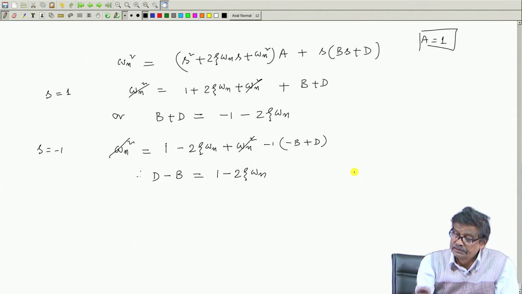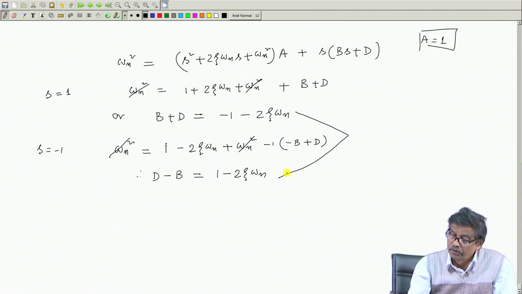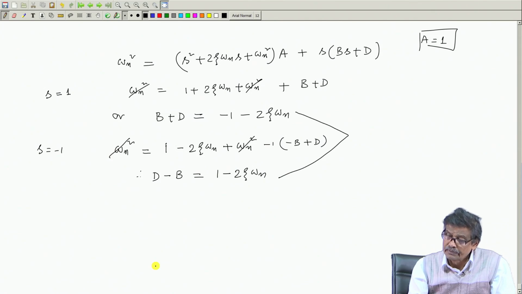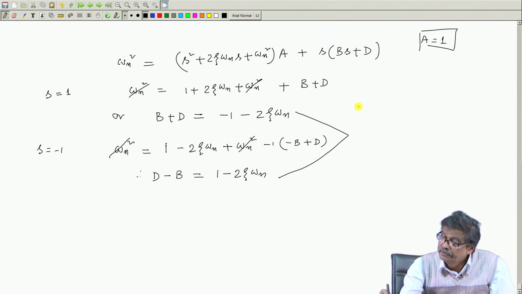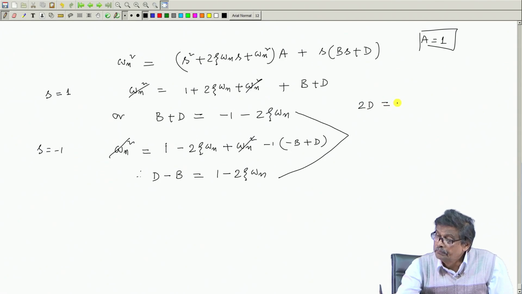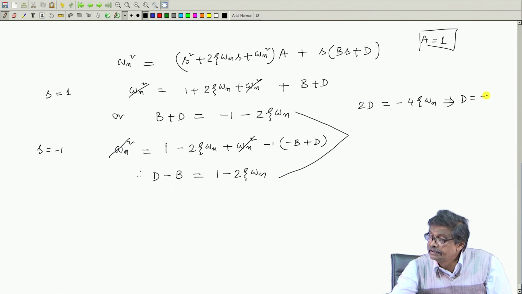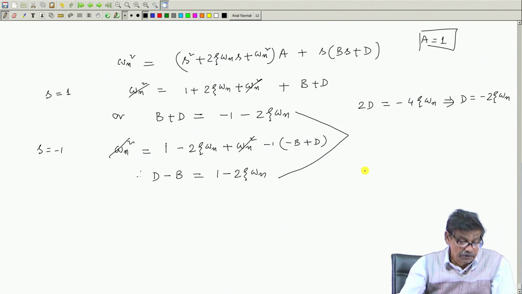You bring this to this side, leave it here on this side. So, this is the thing. So, these two equations you have to solve. So, add them and you get the value of D. So, 2D by adding these two equations you will be getting minus 4 zeta omega n, which implies that D is equal to minus 2 zeta omega n. So, D will be minus 2 zeta omega n.